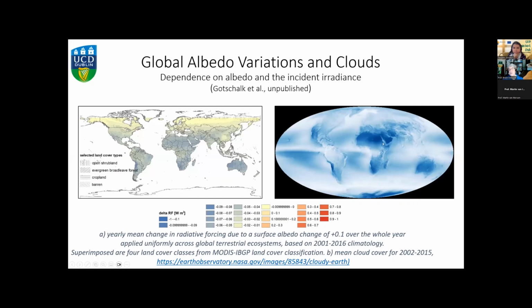But in other areas, particularly the dryland areas of Africa, Central Australia, for instance, parts of Southwest Africa, in these areas, an albedo change is likely to have a much, much greater effect than it might have in other areas.